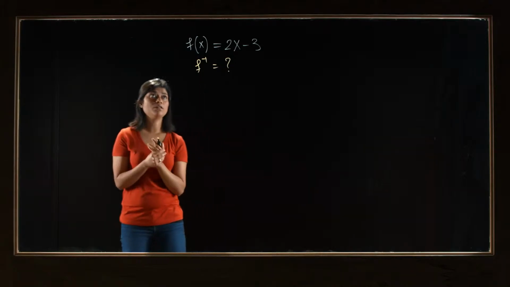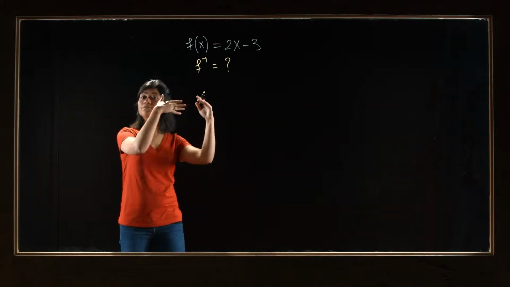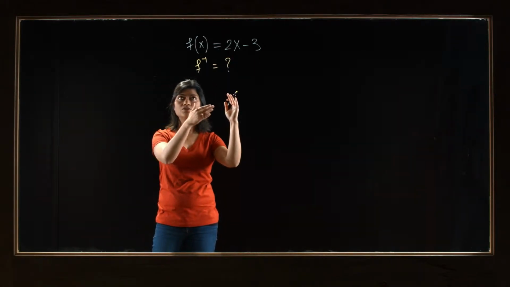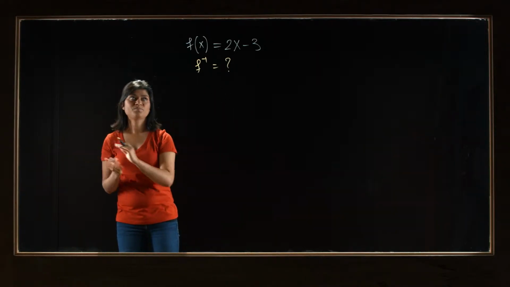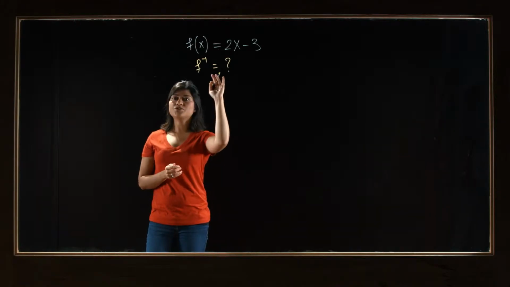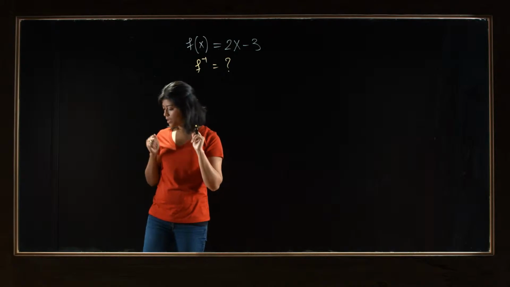Now, if you recall, the inverse of a function is another function that reverses the operation of f. Okay, so whatever f does, f inverse undoes that. So it reverses it. So how do we figure out the expression for f inverse when f is given?